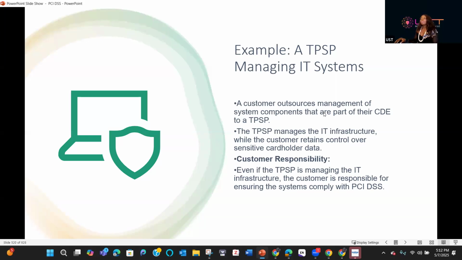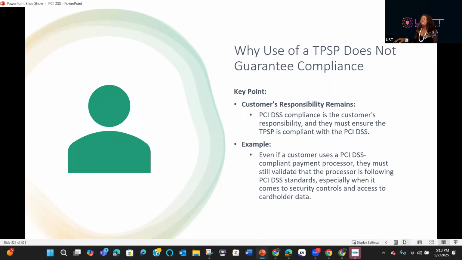A typical example: say a third-party service provider is managing an IT system. A customer outsources management of system components that are part of the cardholder data environment to a third-party service provider. Because the third-party service provider manages the IT infrastructure while the customer retains controls over sensitive cardholder data, let's see the different responsibility. What happens to the customer? Even if the third-party service provider is managing the IT infrastructure, the customer is also responsible for ensuring that all the system complies with PCI DSS.